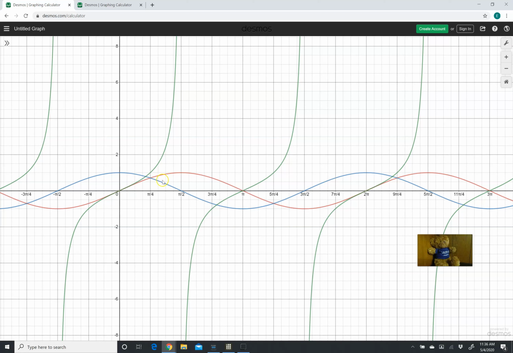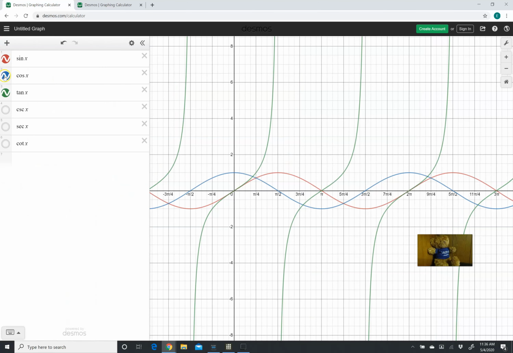Okay. When cosine is 0, that's where the blue graph crosses the axis. So where cosine is 0, we have an asymptote. Cosine is 0, we have an asymptote. Cosine is 0, we have an asymptote. So this is what's going to help us identify the graph. Let's look at tangent all by itself now.